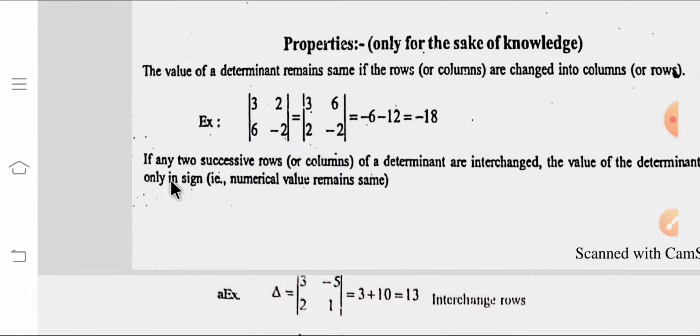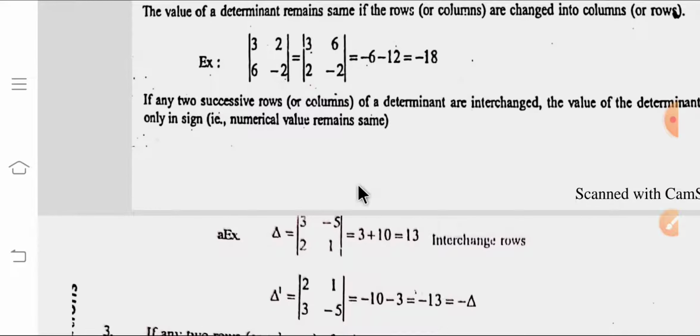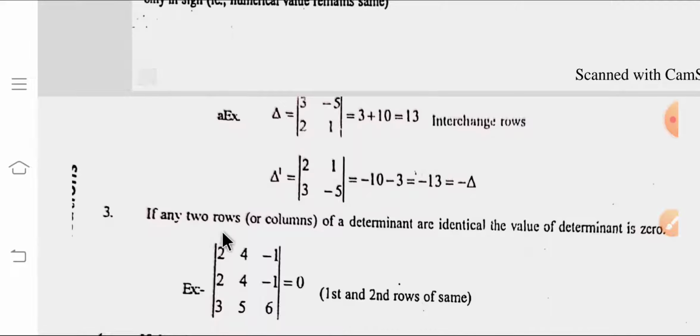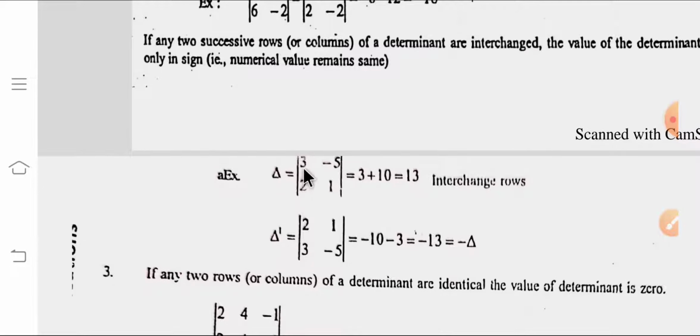The second property is, if any two successive rows or columns of a determinant are interchanged, the value of the determinant changes by its sign. Changing by its sign means, suppose delta equals the determinant |3 -5; 2 1|. By cross expansion we get 3 + 10 = 13. Now interchanging these two rows, we write |2 1; 3 -5|, and the value is 2 - 3... = -13, which means it changes by its sign only.